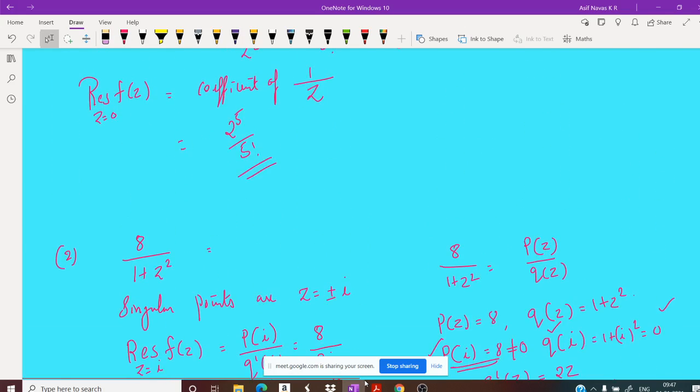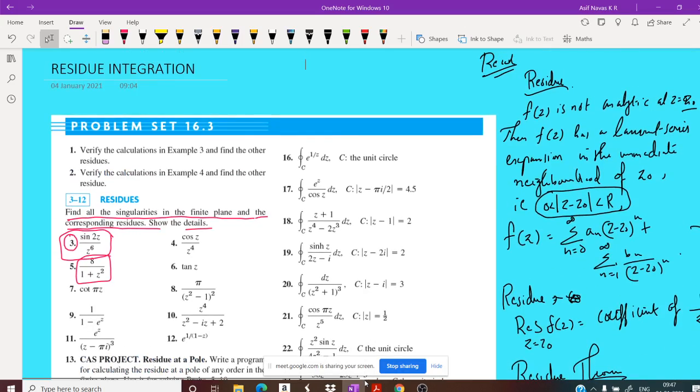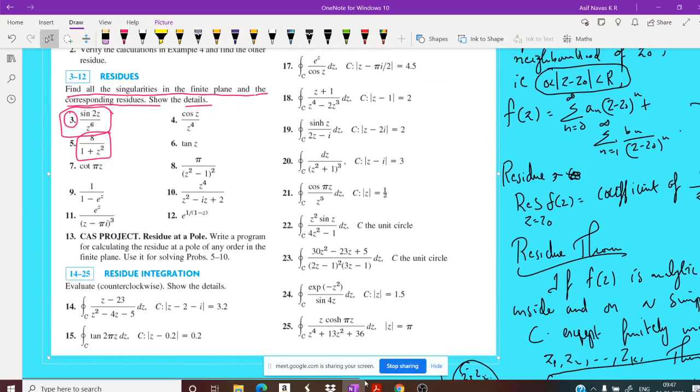So similarly, we can do other problems like this. Many problems are there. I will send you these problems. So we can use either the Laurent series, otherwise we can use a few formulas. Now I will give you another.